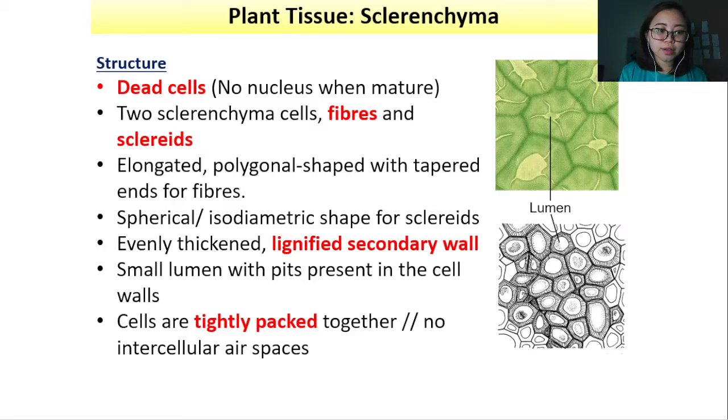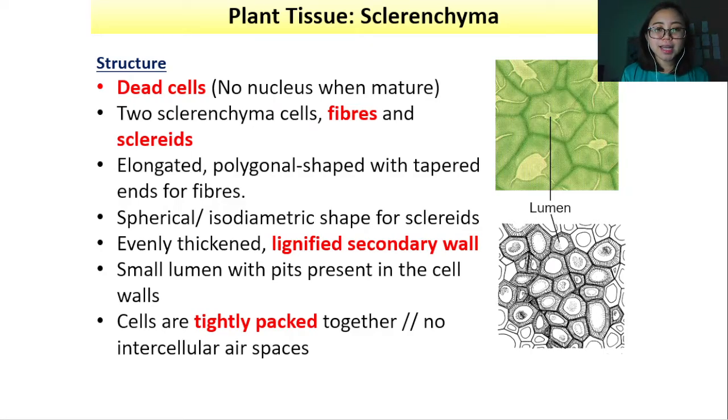There are two types of sclerenchyma cells, which are fibers and sclerites. Ada dua bentuk lah. Untuk fibers are elongated polygonal shape with tapered ends. Dia bentuk bersegi-segi, polygon, dan dia memanjang dan hujung dia tajam sikit. For sclerites, they are spherical and isodiametric in shape. Bentuk dia macam bulat sedikit.